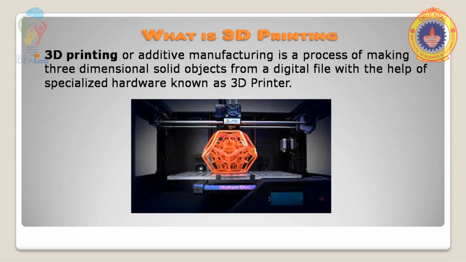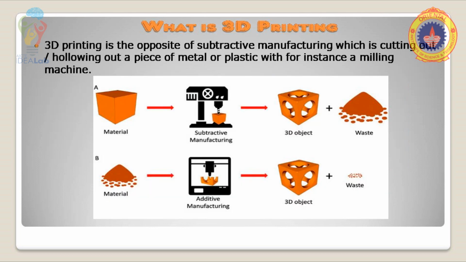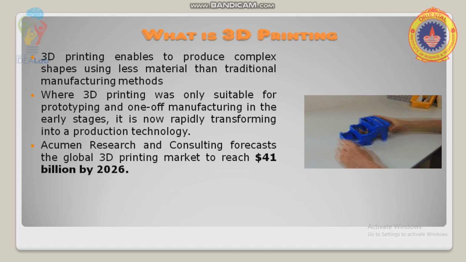What actually is 3D printing? As per definition, 3D printing or additive manufacturing is a process of making three-dimensional solid objects from a digital file, that is a 3D model, using a specialized hardware known as a 3D printer. The creation of a 3D printed object is done through an additive process by laying down successive layers of materials. This, in a way, is the converse of subtractive manufacturing, which involves cutting out or removing the material for creation of new objects. The best part about 3D printing is that it allows us to produce complex shapes which are difficult to achieve using traditional methods.